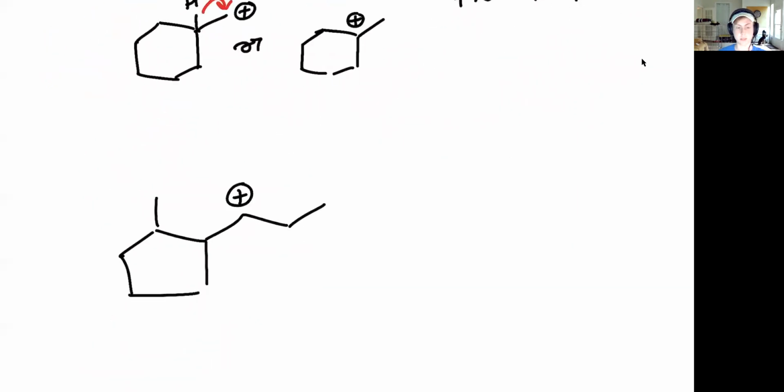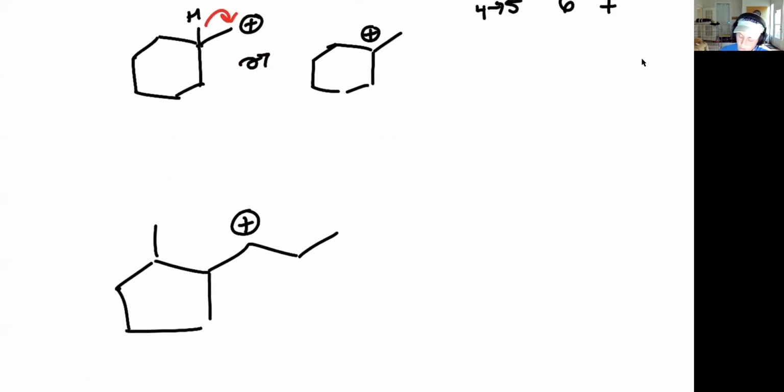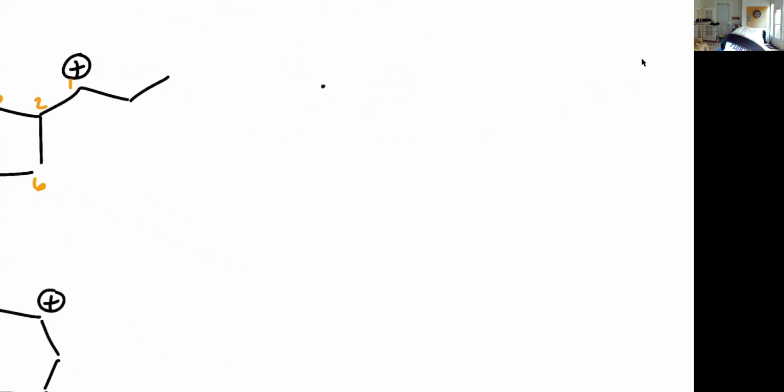And so in this case, this is another example of a potential ring expansion. We have a cyclopentane, and if we expand, we'll have a cyclohexane. That is favorable, so we will do it. Now in this case, I will number 1, 2, 3, 4, 5, 6, so that all of the carbons of the final ring are accounted for. So I know that it's going to be a 6-member ring.